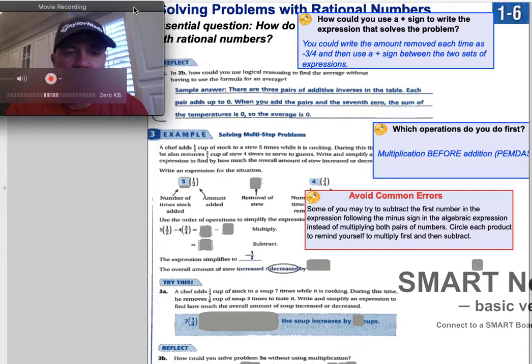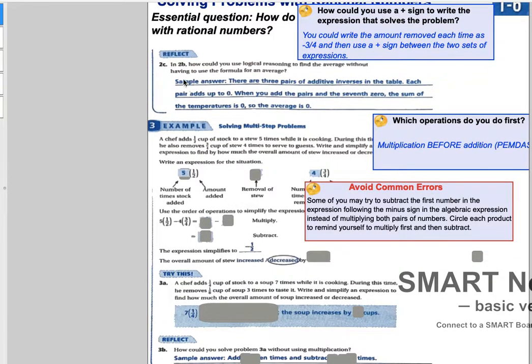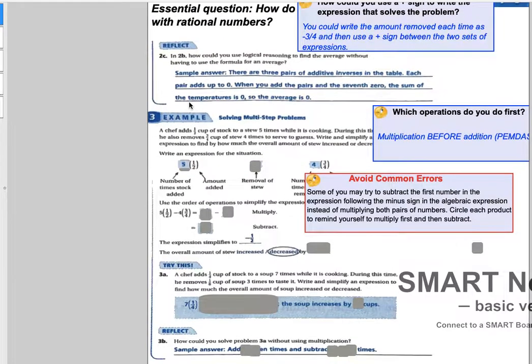So I'm going to go ahead and move my face. You don't need to see me. So again, now we're moving on to example 3. I hope you did reflect. I'm just going to leave that up there for time, but there's the answer to 2B.